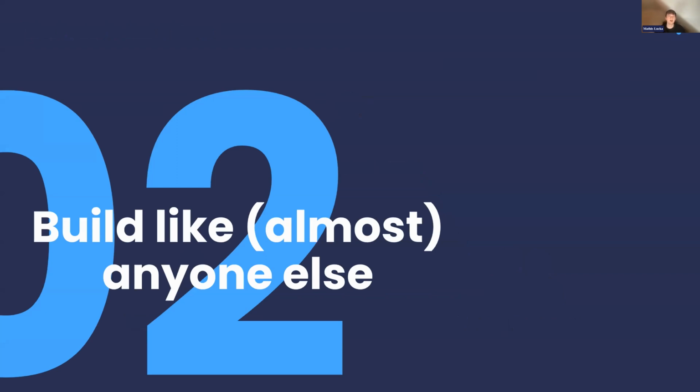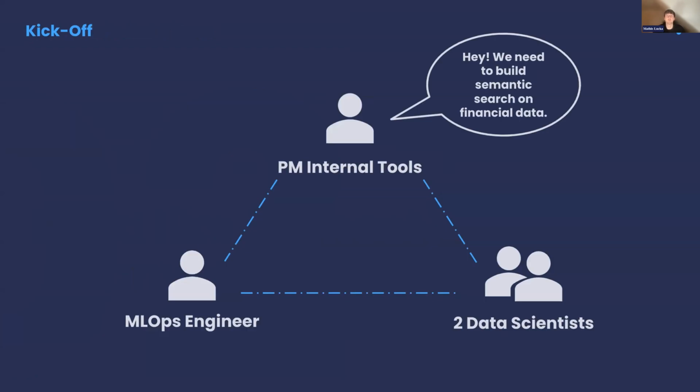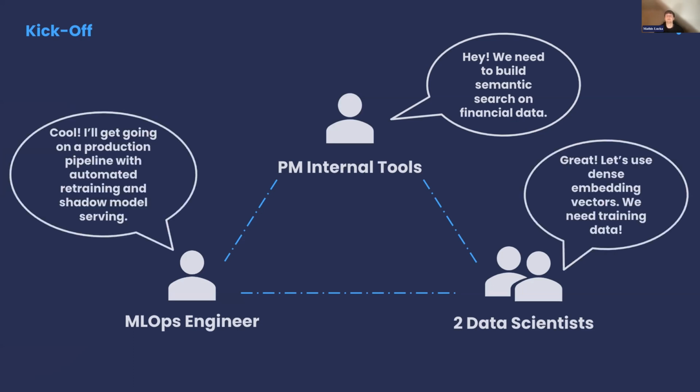We have a project kickoff where the product manager comes to their team. They tell them, hey, we have this new project, and what we want to do is build semantic search on financial data. And the team, naturally, because it's a new project, it's new data, they're excited. The MLOps engineer really wants to apply all the best practices they have learned about in the last years, and that I've seen also. They want to build this full production pipeline where everything you can automate is automated. You have automatic retraining on feedback, you have shadow model serving, everything that you could wish for.